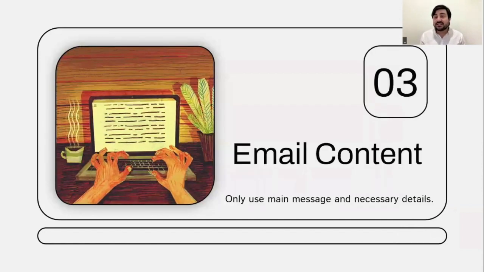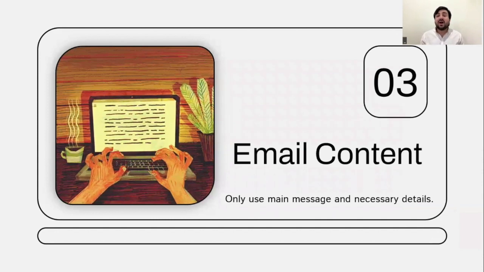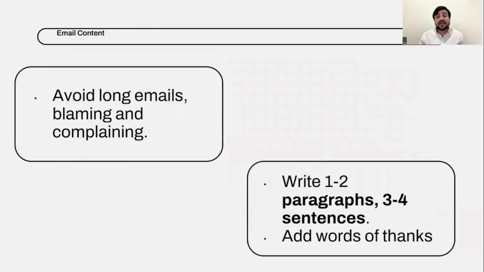Remember, the content is the message that I want my reader to know about. In this case, I need to avoid 3 things: long emails, blaming, and complaining type of emails. What my emails need to have are clear and concise messages that are written in 1 or 2 paragraphs of 3 or 4 sentences each, and they should all include words of thanks. Let's see the following example.